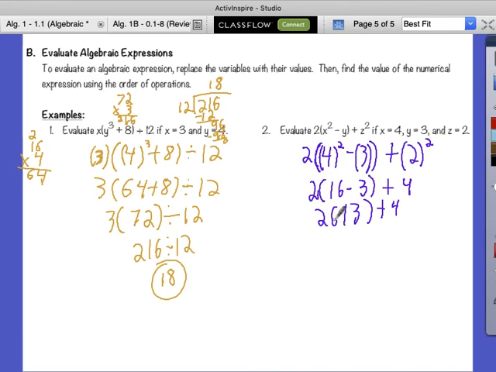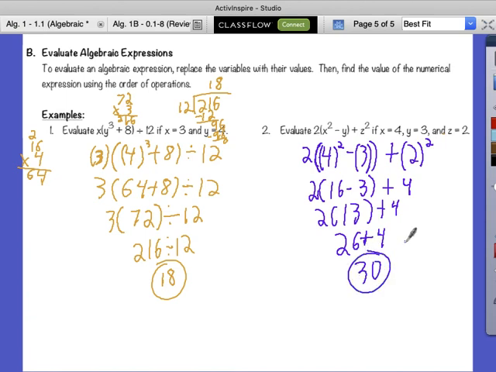Gucci. Okay, what is 2 times 13? Okay, Brady. 26 is correct. So now we have 26 plus 4. And what is 26 plus 4? Okay, let's go, Sarah. 30. It is 30. Very good.